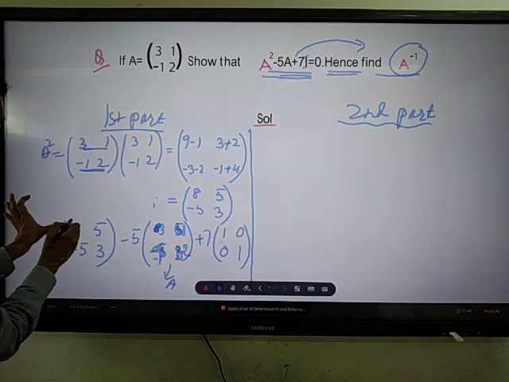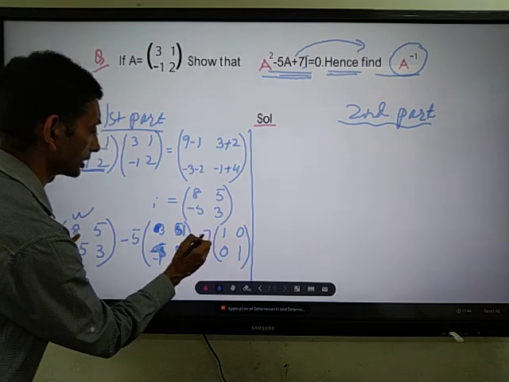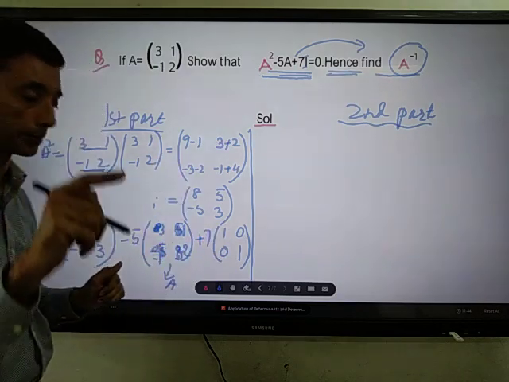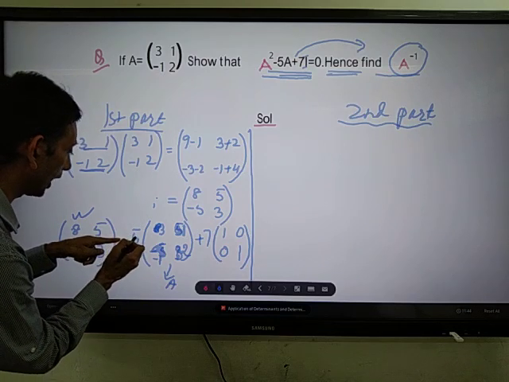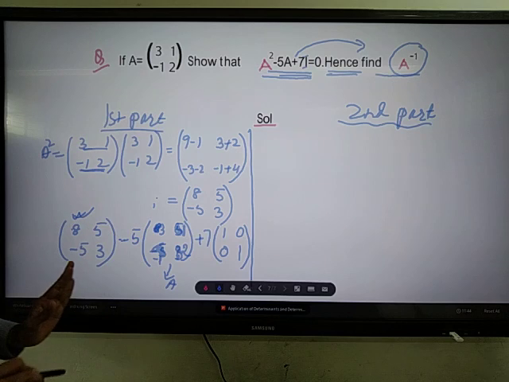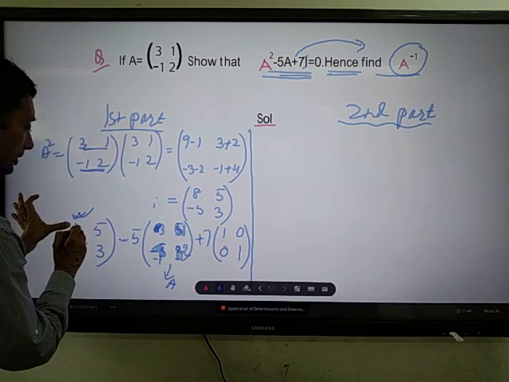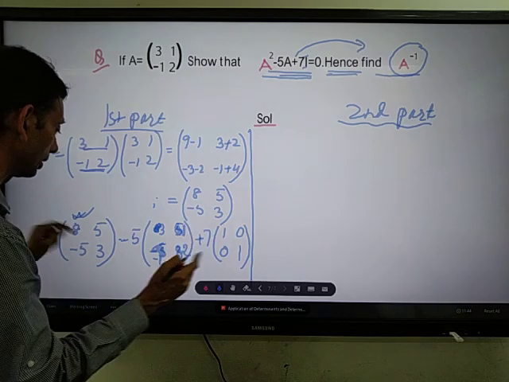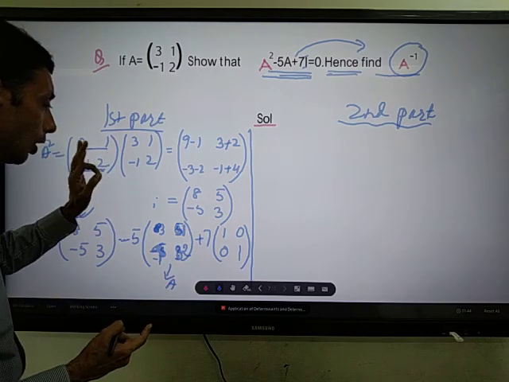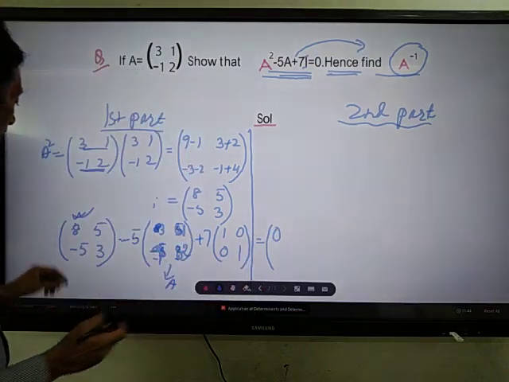Right. Okay. Now this is 8, and this is plus 7. Plus 7 into 1. So 8 plus 7 is 15, and here minus 5 into 3, minus 15. Because we know how to add matrices, same position elements are to be added or subtracted. 8 plus 7 is 15, and minus 5 into 3 is minus 15. So the first element obviously will be 0.